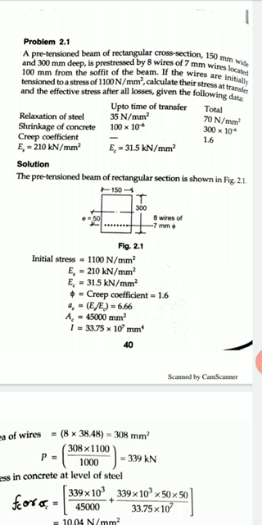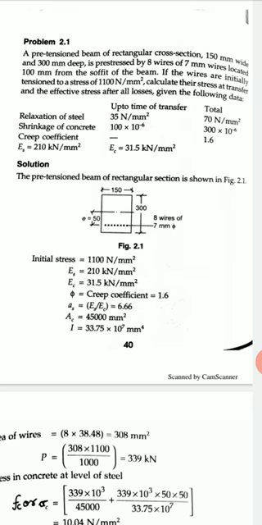Okay, so we have to find here two things. One is the stress at transfer. Second is effective stress after all losses. What is the effective stress after all the losses? Given is the losses due to relaxation of steel, shrinkage of concrete, and creep coefficient is mentioned. Modulus of steel and concrete are also given.